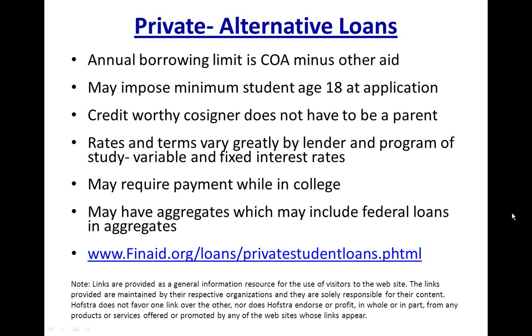The rates and terms vary greatly by lender and program of study. They offer variable and fixed interest rates. Some may require payment while the student is still in college. Some may have aggregates, which may include federal loans within those aggregates. For a list of private education lenders, you can go to finaid.org/loans/privatestudentloans.phtml.